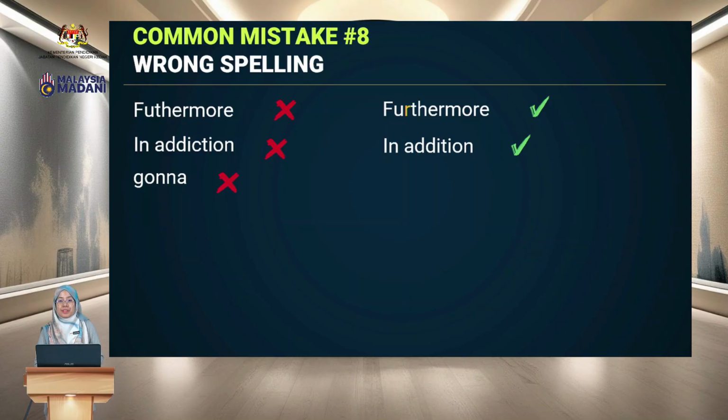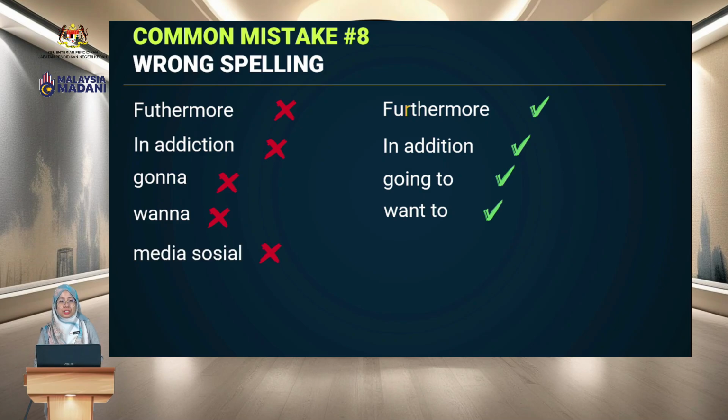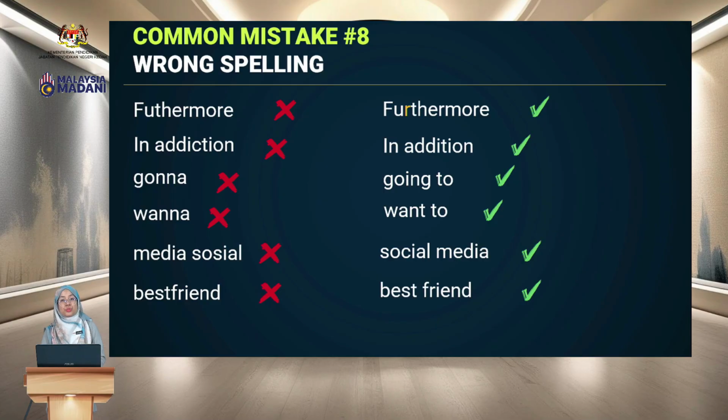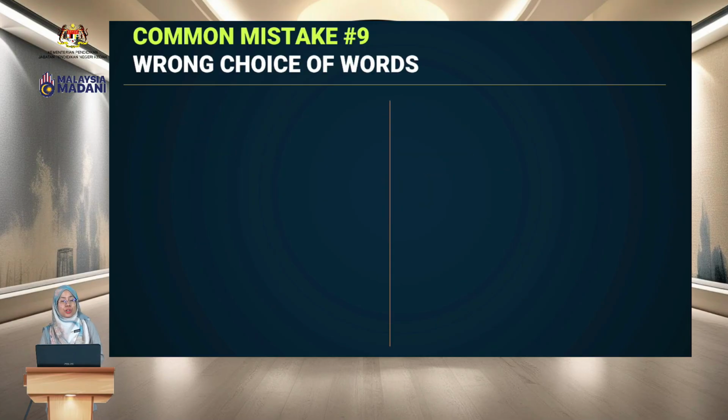Gonna. You should use going to. Wanna. Want to. Media social. This is a Malay word order. So in English, it is social media. Best friend. What's wrong with it? It's not one word. It should be 2 words. Best friends. Next, wrong choice of words as common mistake number 9.